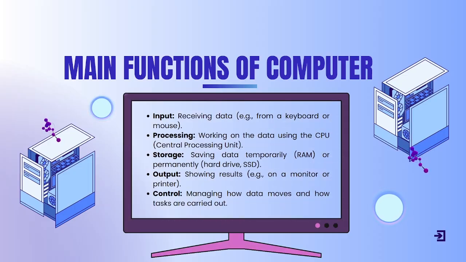Storage, saving data temporarily using RAM or permanently using hard disk drive or SSD. Output function is showing results using output devices, example, monitor, screen, or printer. Control function is managing how data moves and how tasks are carried out.